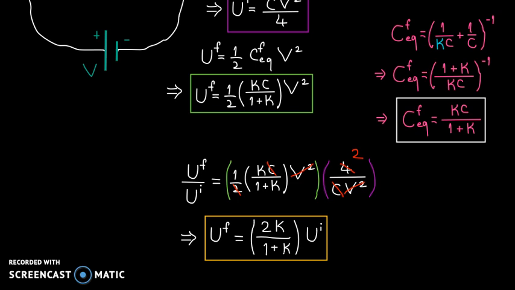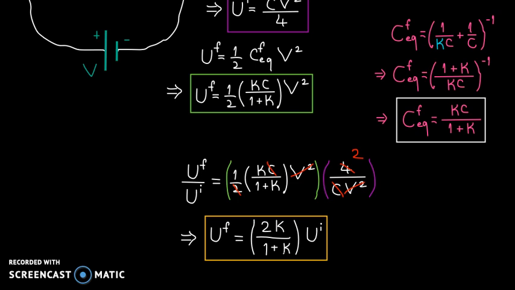U final is equal to this expression in parentheses times U initial. Now, has the energy increased or decreased? K is greater than 1, so 2K divided by 1 plus K overall is going to be greater than 1. Therefore, U final is equal to U initial times some number greater than 1.